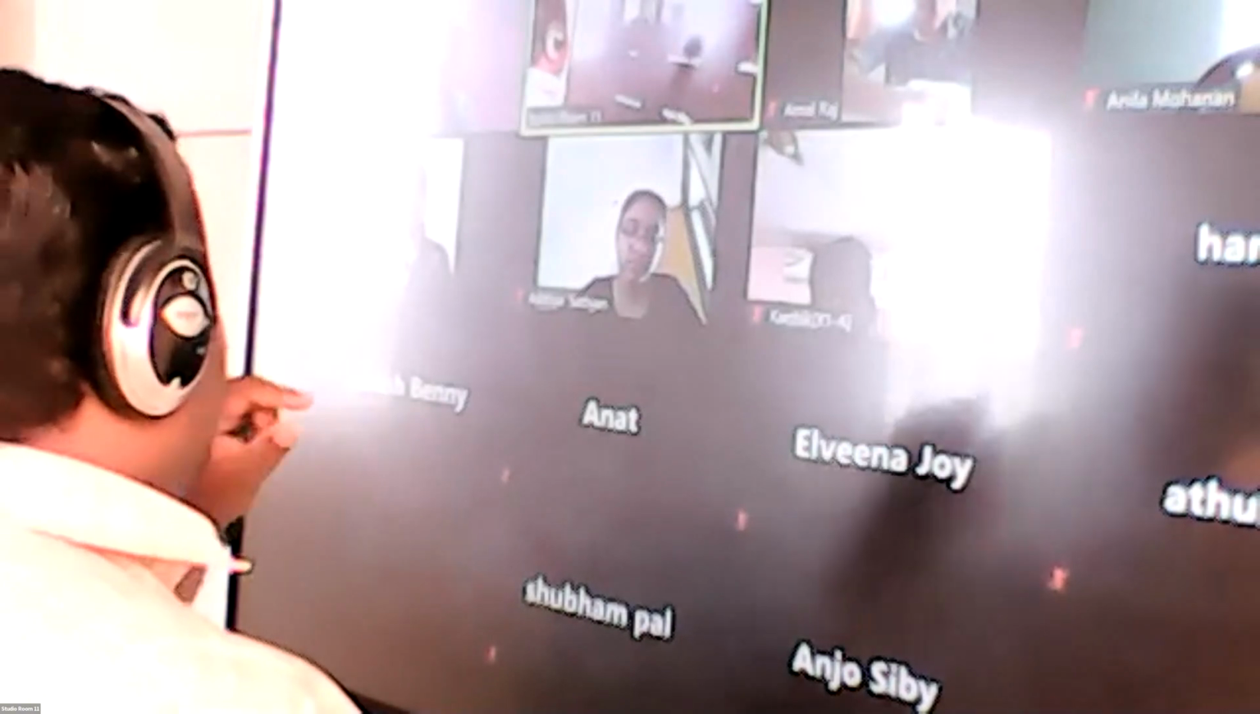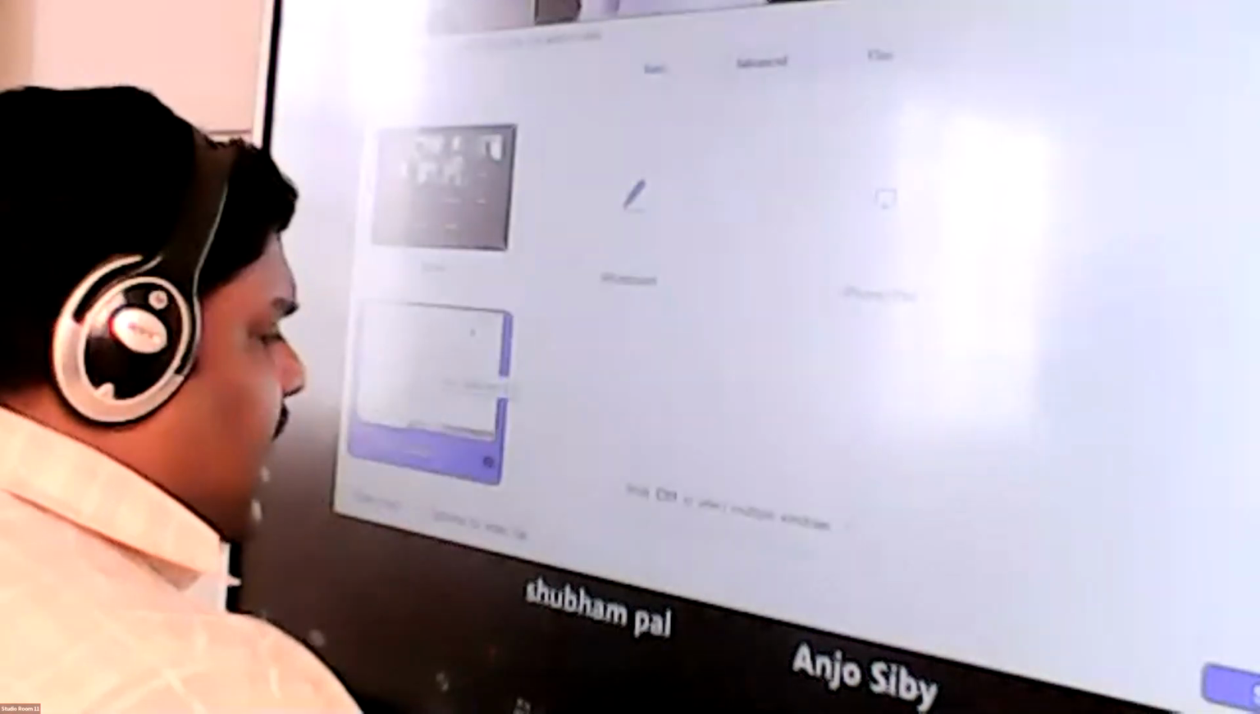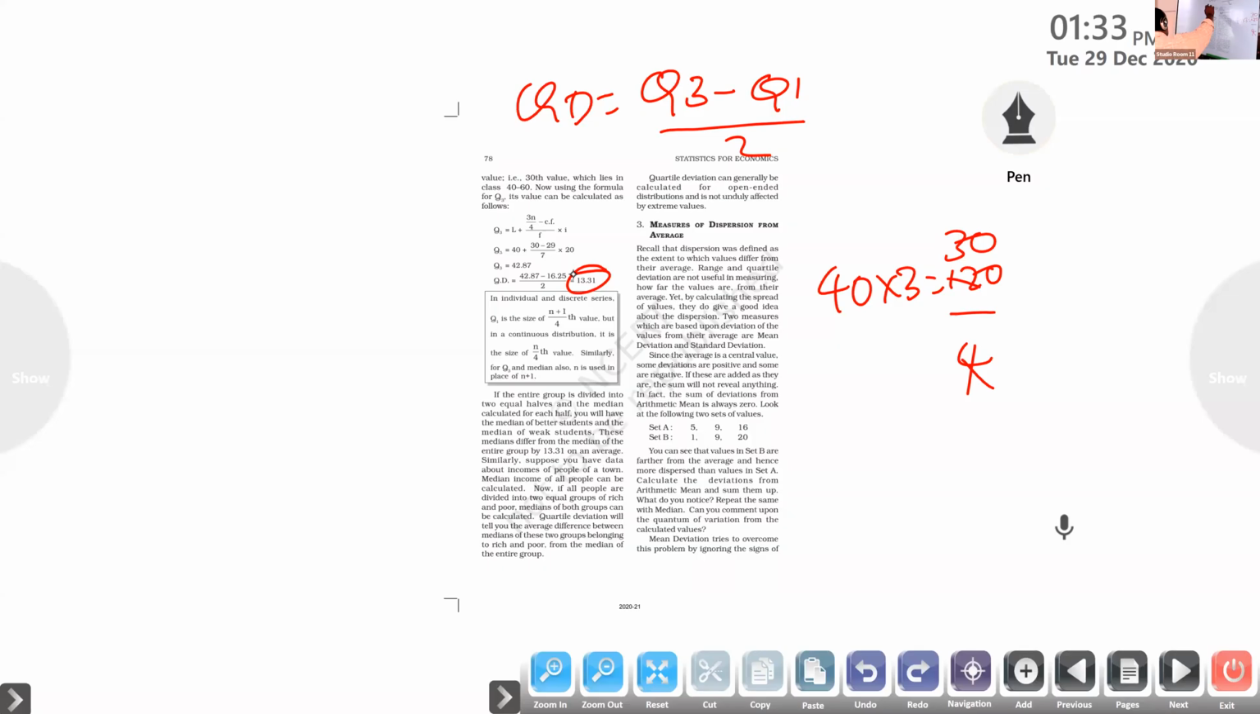It is almost like how we find Q1. The only difference is that Q1 is n by 4, but for Q3 it is 3n divided by 4. That is the only difference. Again, apply Q3 minus Q1 divided by 2, and you get the quartile deviation. So write a homework.